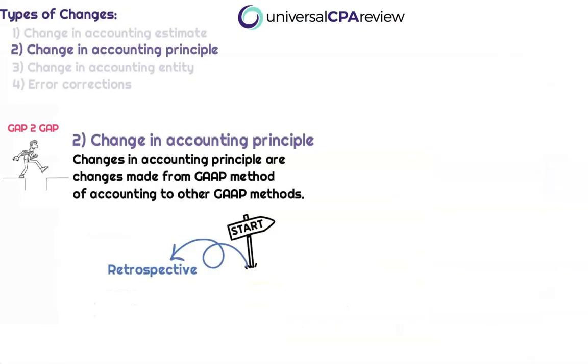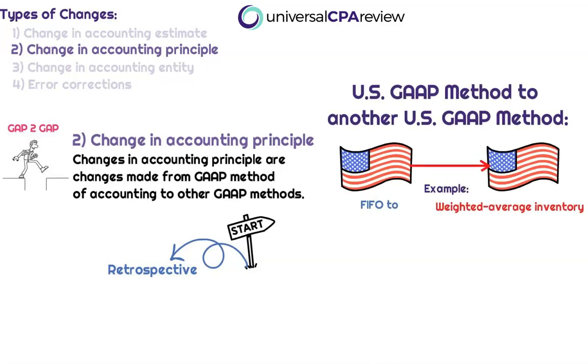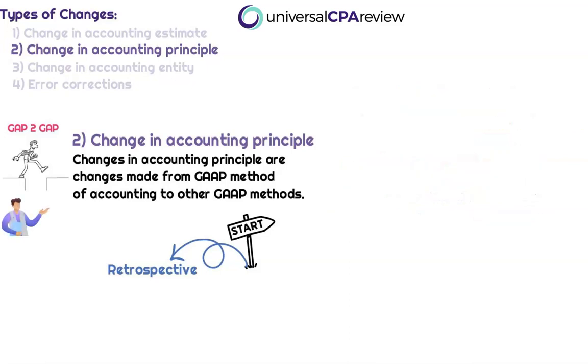Okay, so we have accounting change number 2. We have a change in accounting principle. And this is talking about a change from one US GAAP reporting methodology to another US GAAP reporting methodology. So this will never be a change from one US GAAP method to a non-US GAAP method. A great example is changing from accrual accounting to cash accounting, right? Because the cash basis of accounting isn't US GAAP, this would not be considered a change in accounting principle. This would be considered an error. We'll talk more about this when we get into our error corrections, but for now, we're talking about changes in accounting principle. So you're thinking GAAP to GAAP, all right?